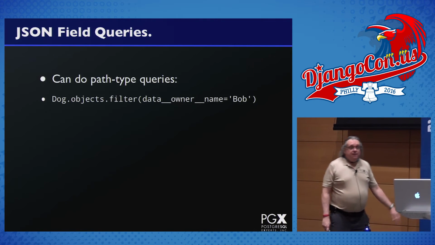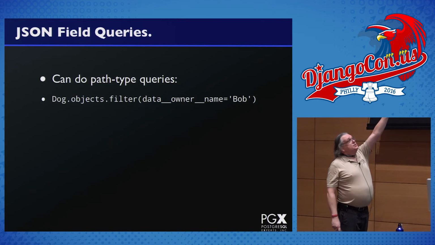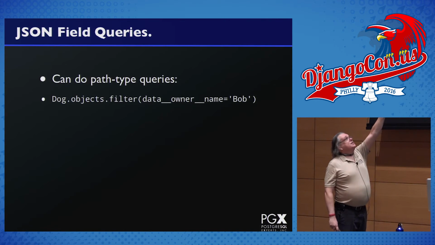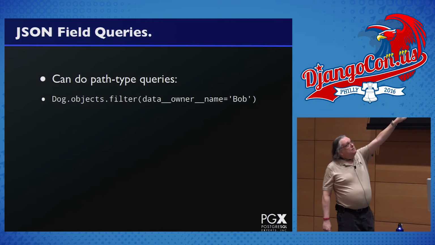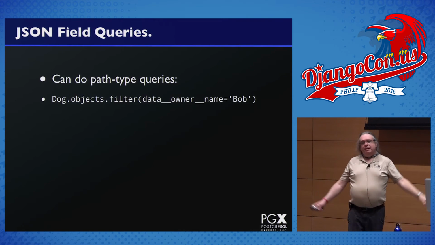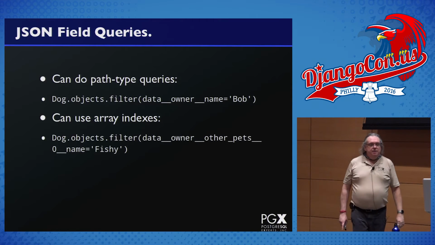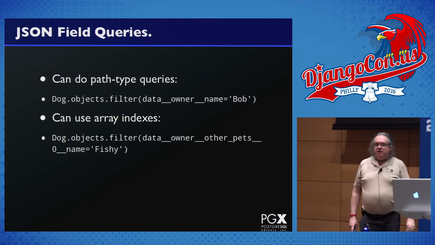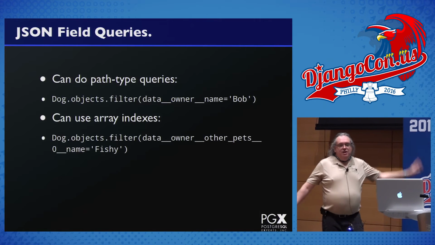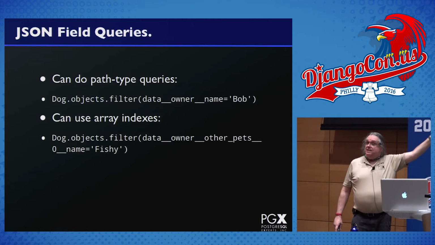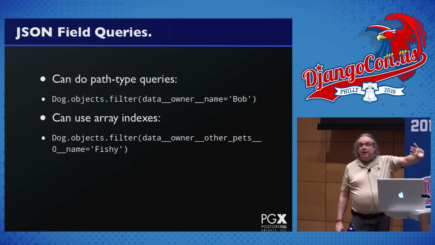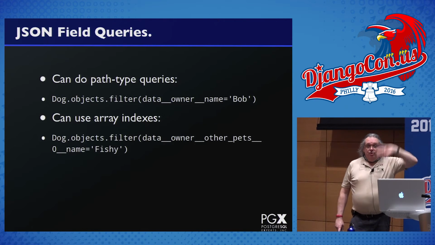You can say, the data is a JSON field, so find me data that has an object owner, that has a field name, whose value is Bob. Okay, that's cool. This is straight out of the docs. You can use array indexing if it's JSON. So data owner other pets, which is an array inside of the JSON structure, not a Postgres array, a JSON array, number 0 has the name fishy.